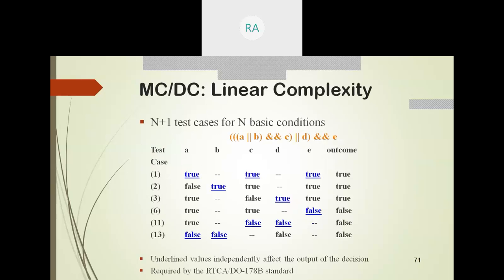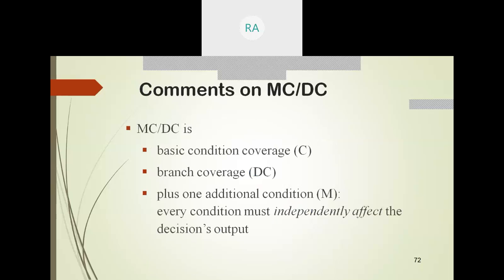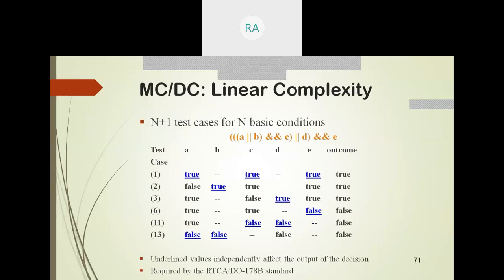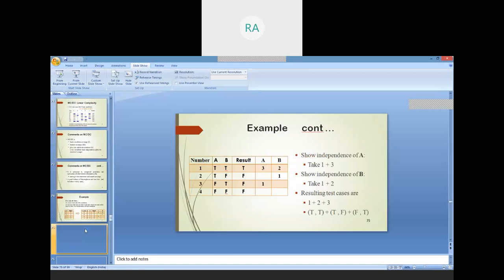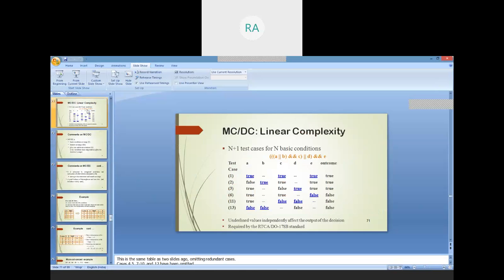That is how it will be associated with linear complexity. I mentioned a few minutes back that whenever there are n basic conditions, I have to design n plus 1 test cases. Why is it so? How can I say that the number of test cases increases linearly? Let me just show you this MCDC linear complexity.